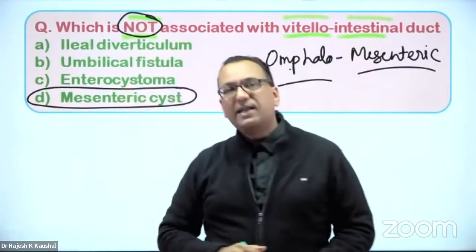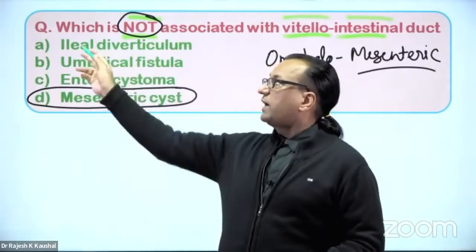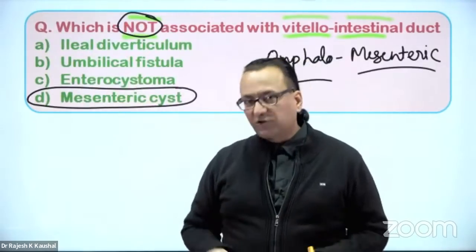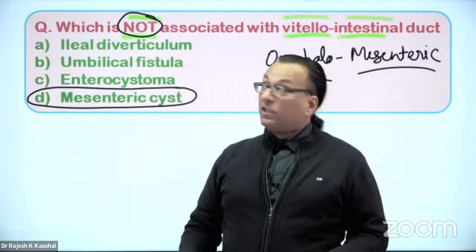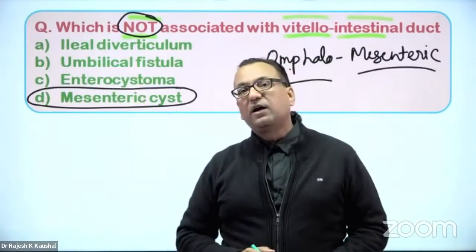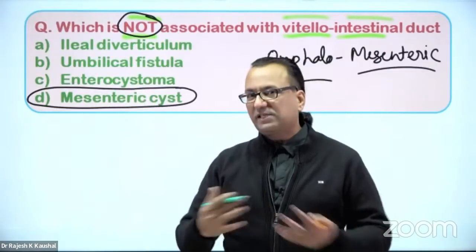Then what is this ileal diverticulum? It is the Meckel's diverticulum only, because it attaches to the terminal ileum. You can call it an ileal diverticulum. You can call it an enteric diverticulum also, various terminologies.